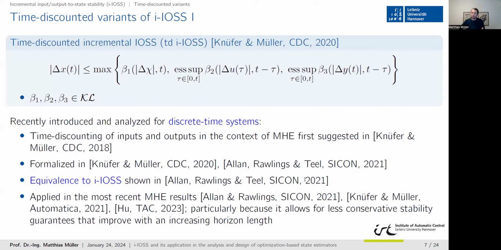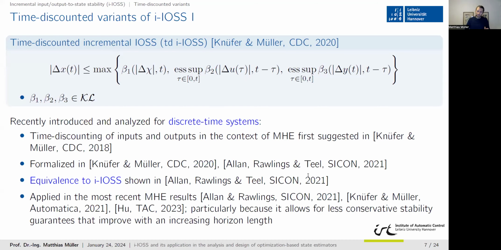Now, why is this time-discounted notion of interest? Well, as I will show you in the second part of the talk, using this time discounting is particularly useful because it allows for much less conservative stability guarantees in the context of the design of optimization-based state estimators.